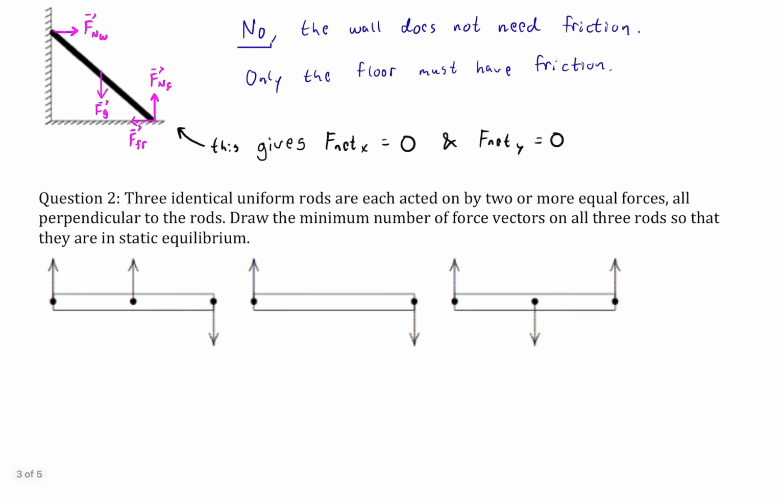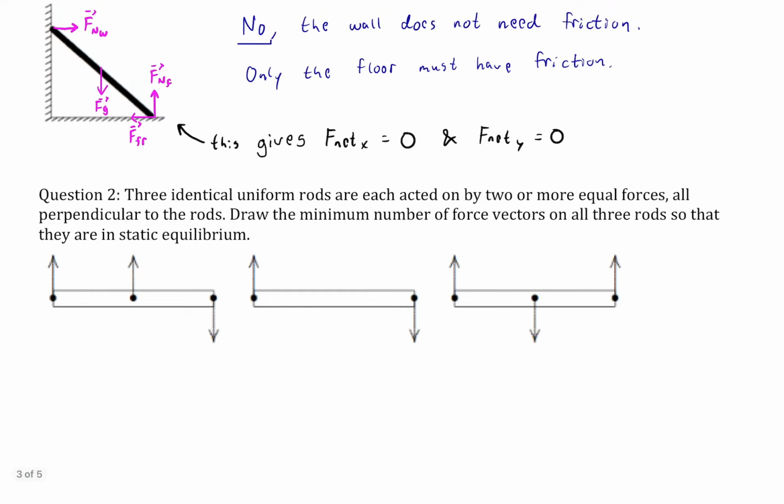Okay, all right. So let's look at the idea of equilibrium. With another concept question: 3 identical uniform rods are each acted on by 2 or more equal forces. So they're all the same magnitude, represented by the same length, all perpendicular to the rods. Draw the minimum number of force vectors on all 3 rods so that they are in static equilibrium. Give this a try. You try on your own, and then let me show you my answer.